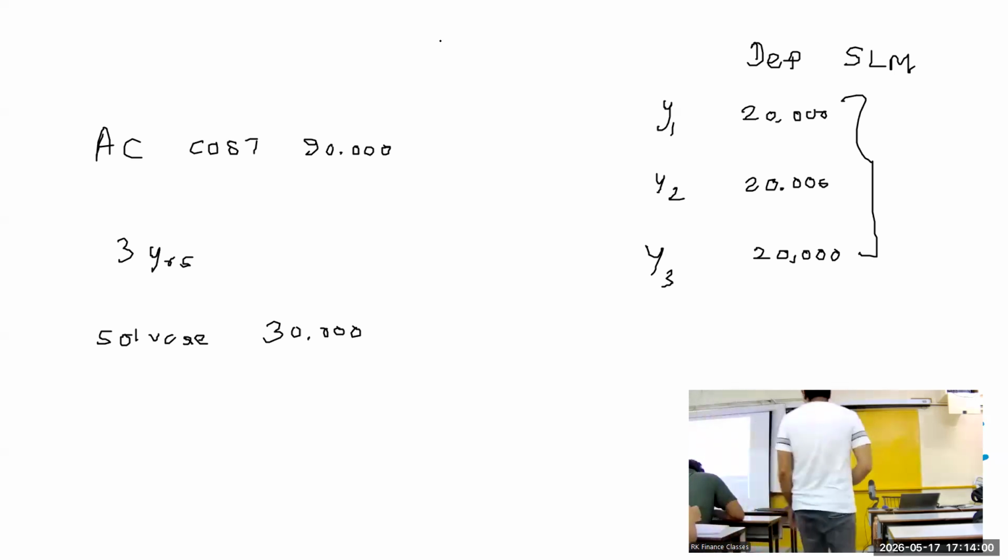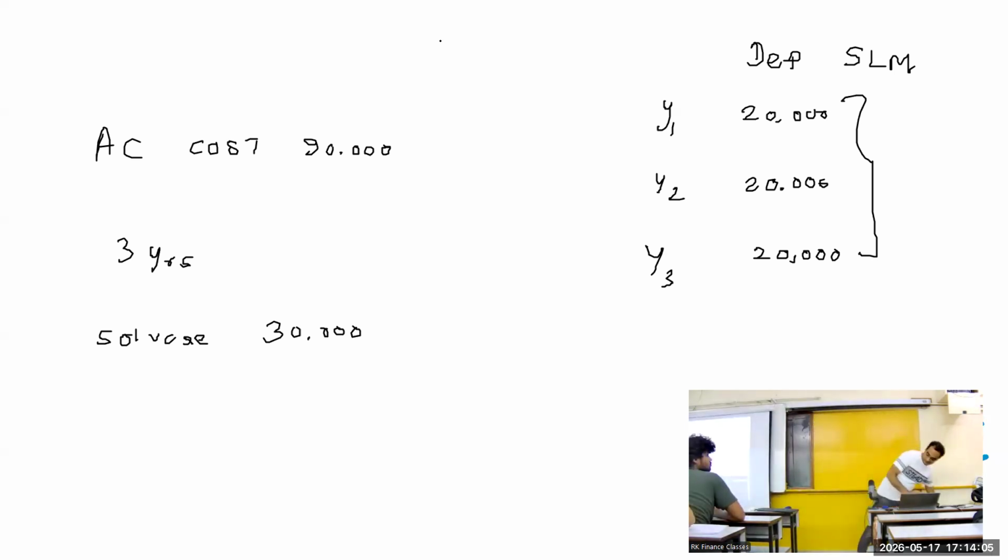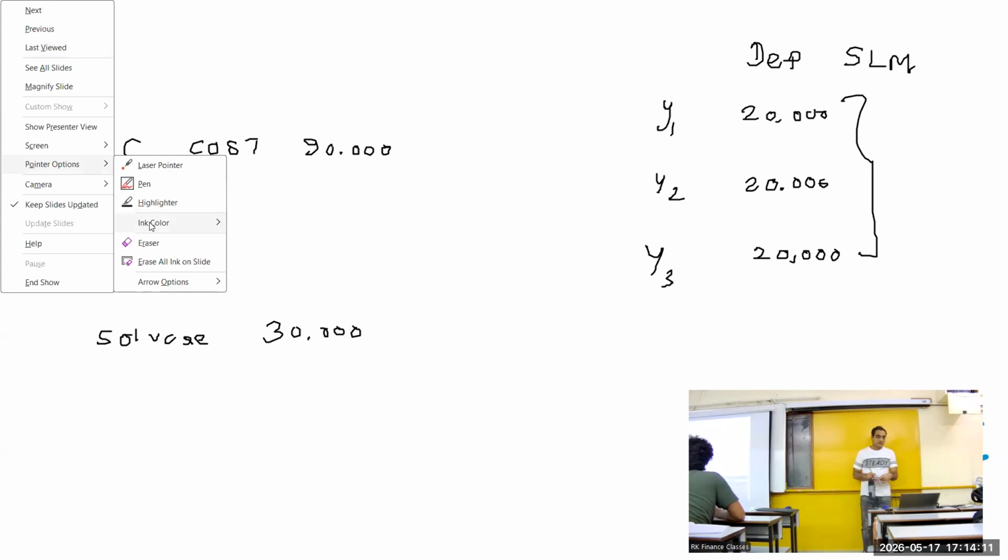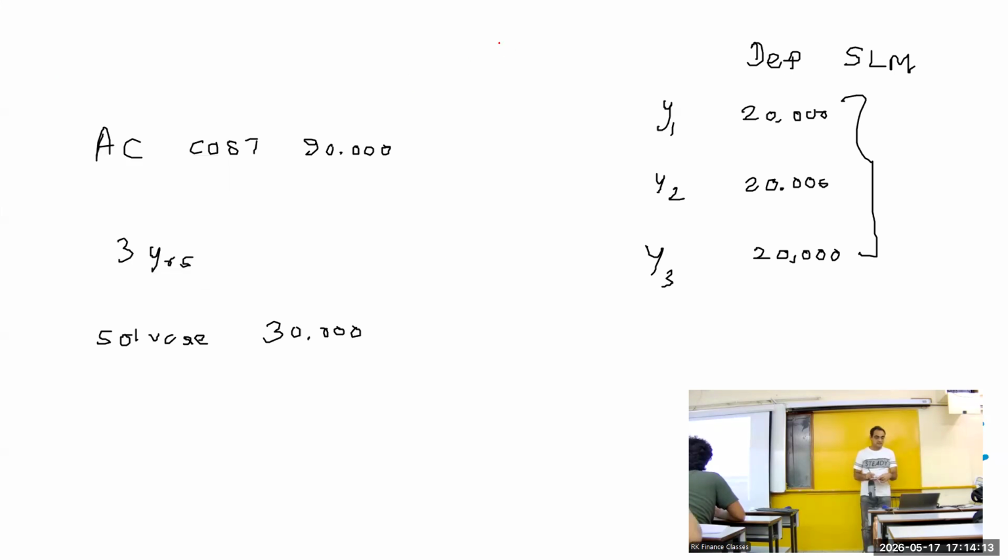The answer is 60,000 and then 0, 0. Okay, the answer for the double declining balance is 60,000 and then 0 and 0.